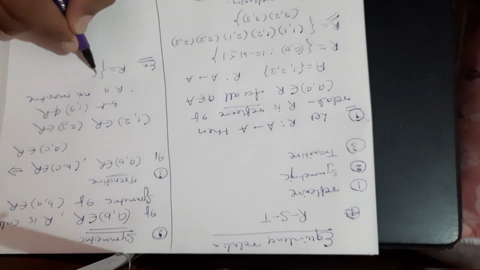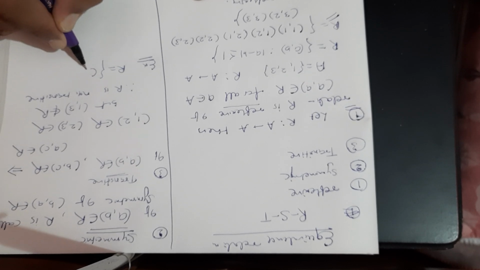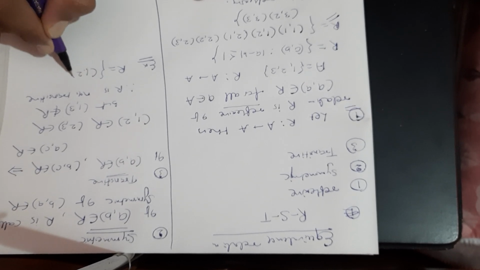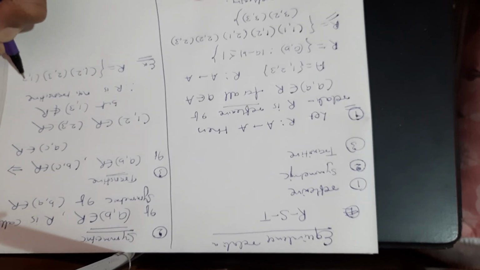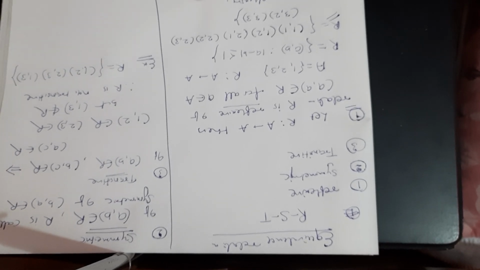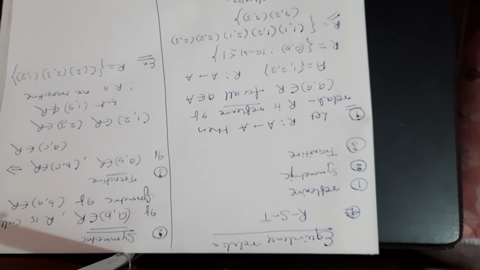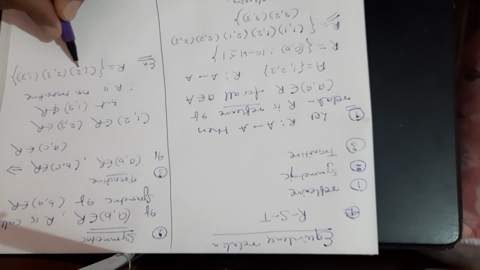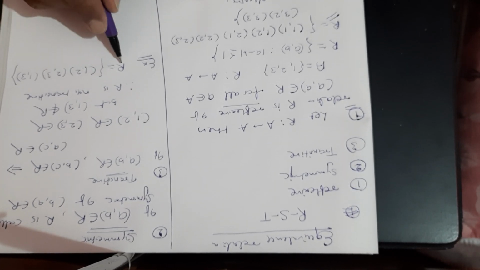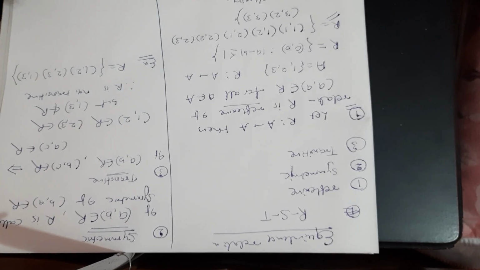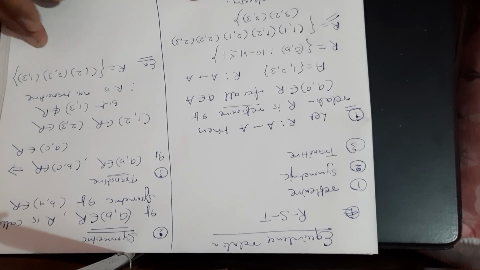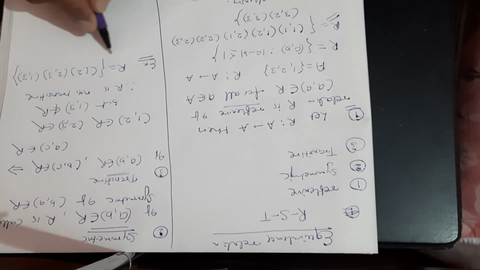Suppose it has 1 2, 2 3, 1 3, only 3 elements. So what do you think about that? I would say 1 2 and 2 3 belong to the relation R, and 1 3 is also in R. I would say that R is transitive. So this was the definition of all three, and this was very important.